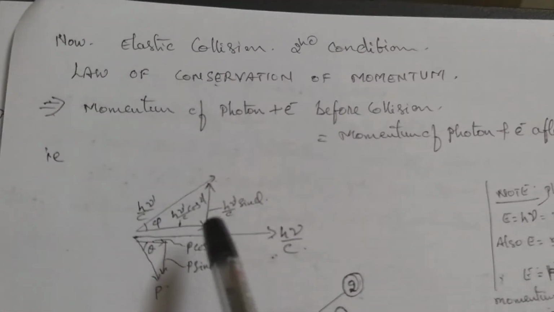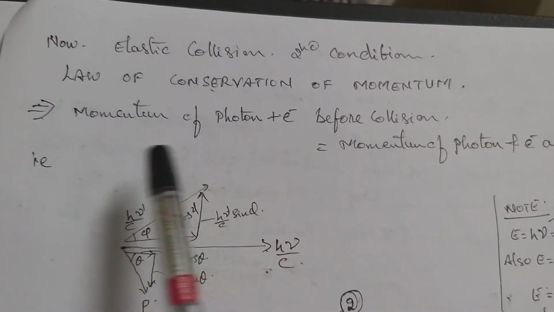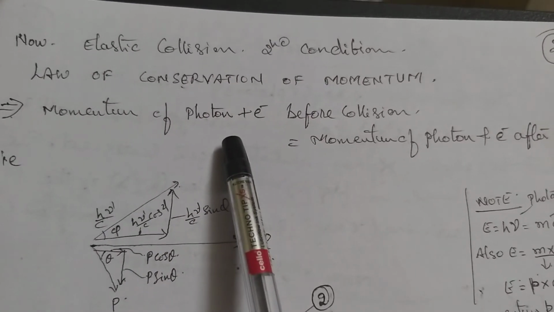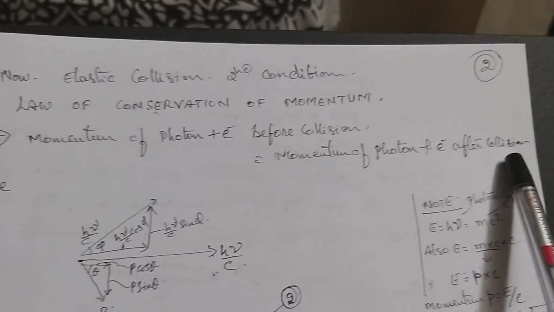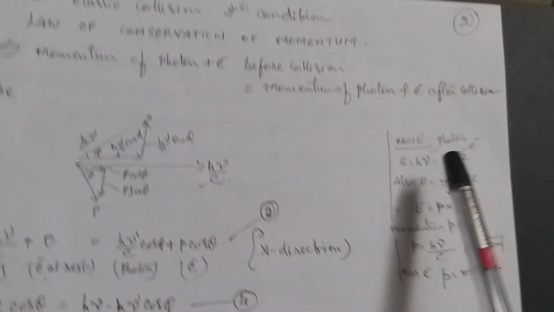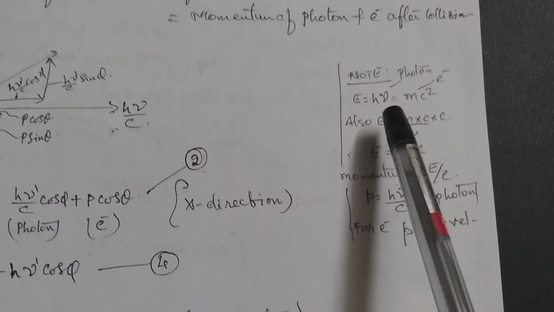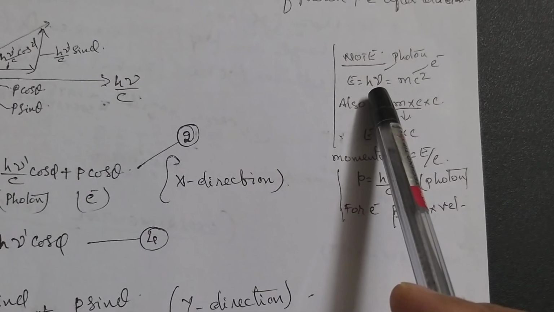Now the elastic collision, as you know, holds the law of conservation of momentum also. So what is momentum? Momentum of photon plus electron before collision equal to momentum of photon plus electron after collision. Now in the note I have clearly given, this is the energy of photon h nu.